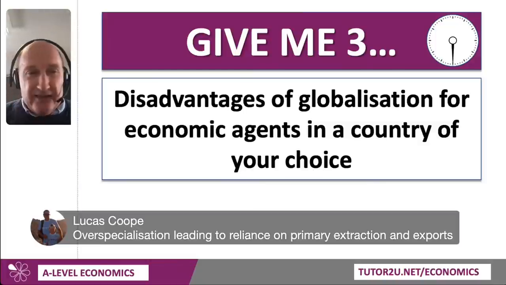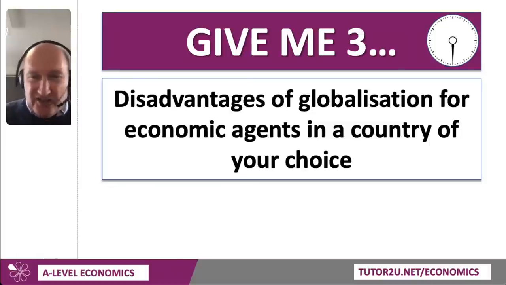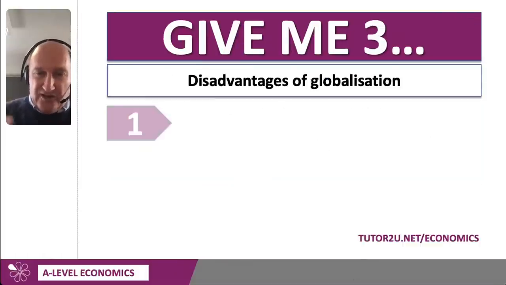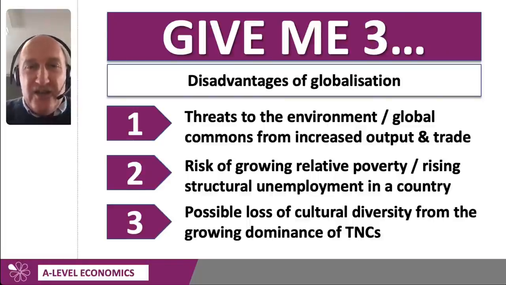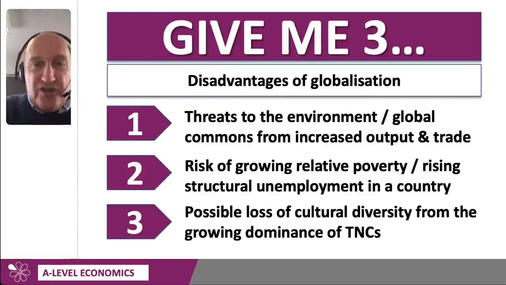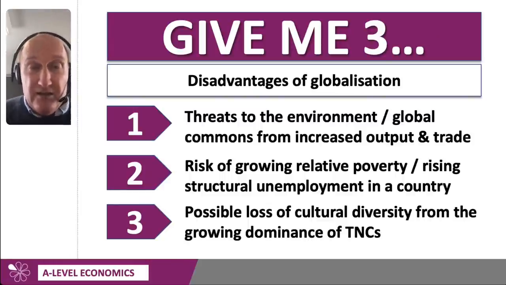And a lot of you are now mentioning the risks of structural unemployment, and in particular the hollowing out of middle class, middle income jobs as manufacturing in particular leaves the country. What have I picked out? I would always stress environmental aspects, the threat to the environment, obviously, the global commons, that's the idea of the global commons as a resource, from increased output and trade. So things like food miles and that kind of stuff, and the externalities from shipping and from aviation and so on. And also the externalities from farming associated with mass agricultural production.